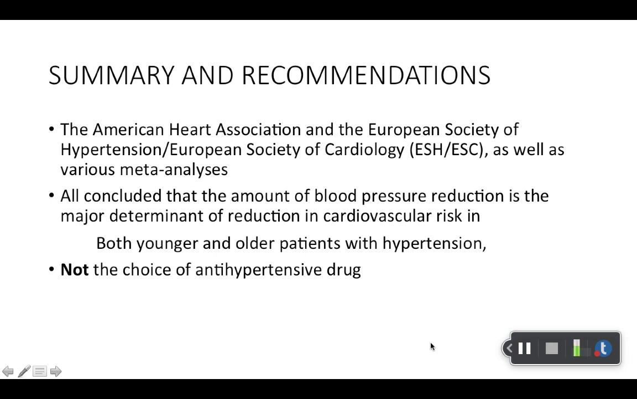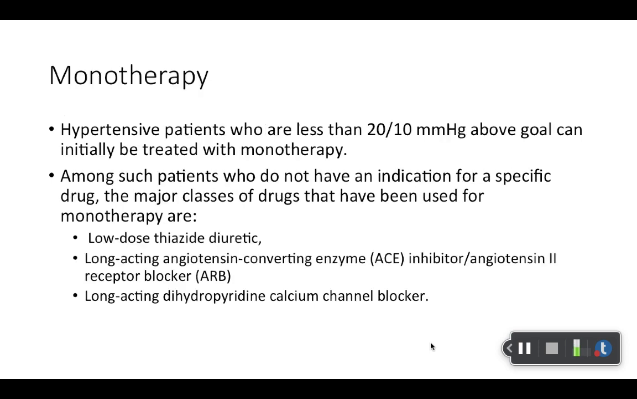All right, summary and recommendations. This is just saying that the different organizations of experts basically said that it's not just the choice of antihypertensive that is the most important thing, and it's more about blood pressure reduction. And so that's, again, kind of harking back to what I said initially, but just that it's not one drug solves a problem for everybody, and it is something you have to look at the individualized patient.